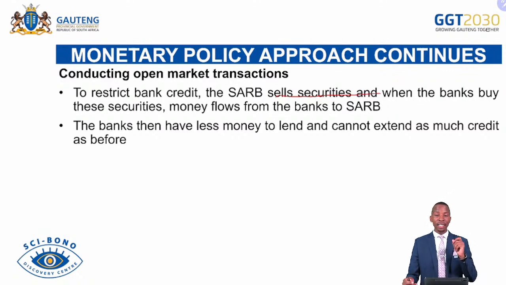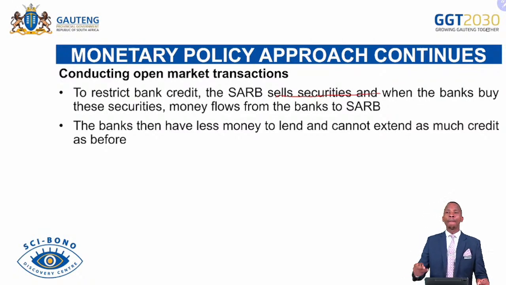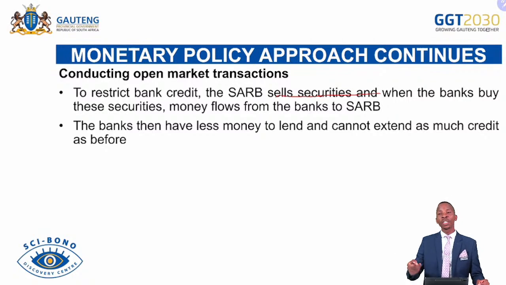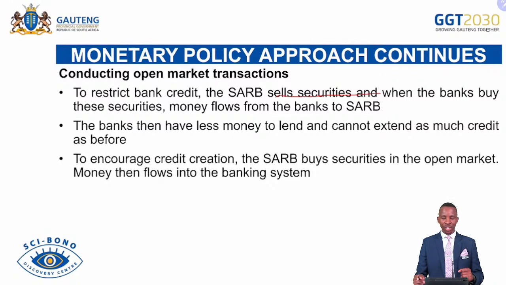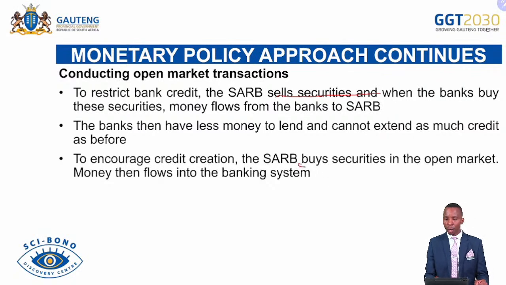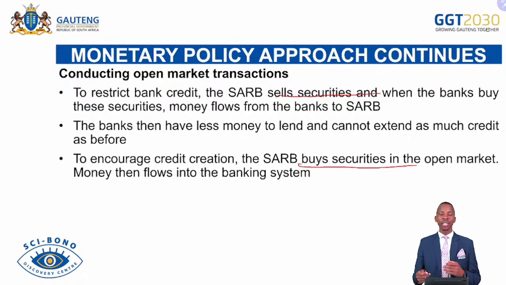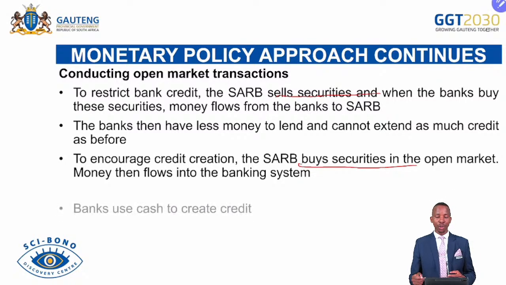However, if the Reserve Bank buys bonds or paper assets from commercial banks, that will lead to money given back into the circulation, which will increase money supply into the economy and result in commercial banks giving more money into circulation as loans into the society. That will stimulate aggregate demand or expenditure within the economy. To encourage credit creation, the South African Reserve Bank will buy securities in the open market. The money flows back into the banking system and into the economy, which will lead to more spending.